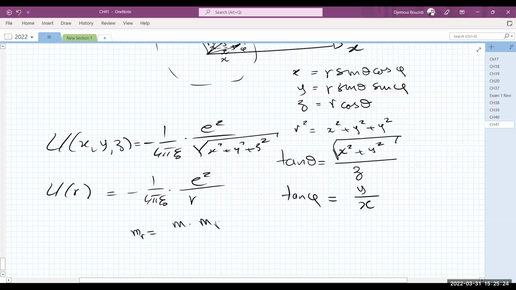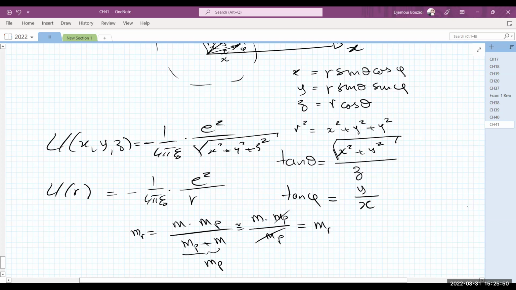Mass of the electron times the mass of the proton divided by the mass of the proton plus the mass of the electron. And this is practically the mass of the proton when you add them up, because remember, the mass of the proton is 1,980 times greater than the mass of the electron. So practically, this sum is just the mass of the proton. So it's the mass of the electron times the mass of the proton divided roughly by the mass of the proton. Cancel that in this. So the reduced mass is that of the electron.